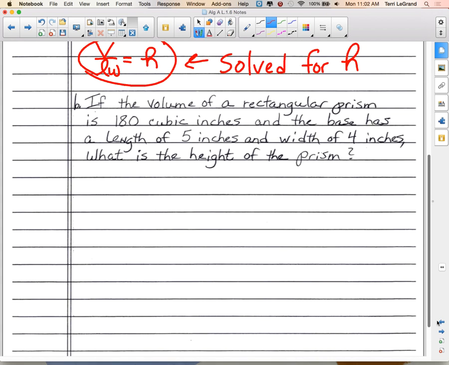Okay, well then it says if the volume of a rectangular prism is 180 cubic inches, and the base has a length of 5 inches and a width of 4 inches, what is the height of that prism?